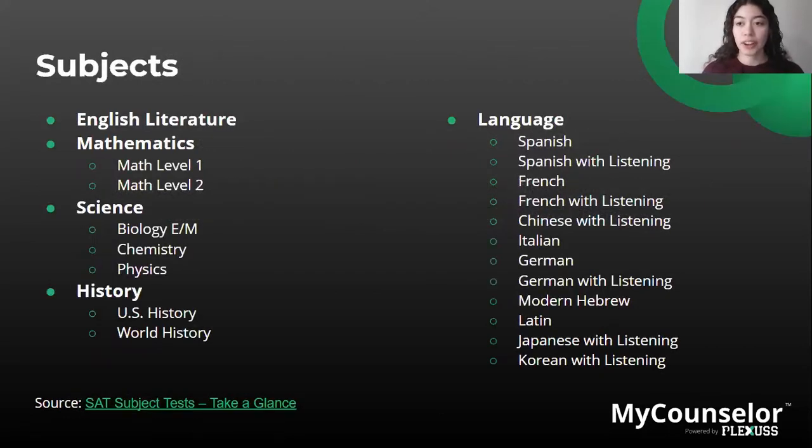Here is a list of all of the subjects for the SAT subject test. We have an exam on English literature, mathematics, math level 1 and math level 2. Math level 2 would be more advanced. We have science, biology, chemistry, and physics, history, like US history and world history, and of course, language exams on a variety of different languages.